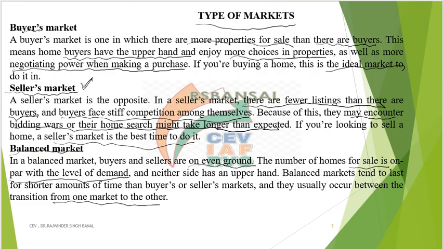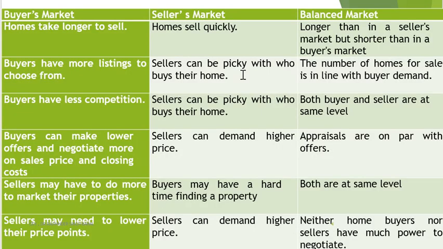If you want to learn more about the differences, we can learn this from this table. Here there are three columns. This column is for buyer's market, this is for seller's market, this is for balanced market. In buyer's market, homes take longer to sell. In seller's market, homes sell quickly. In balanced market, it will be longer than seller's market but shorter than buyer's market. So this is the transition period.